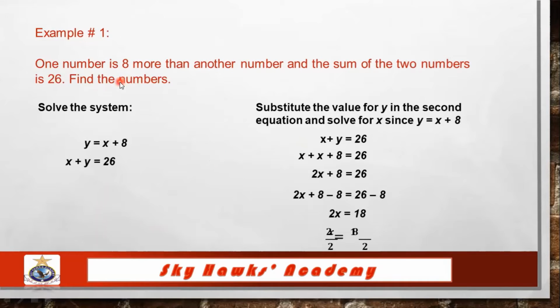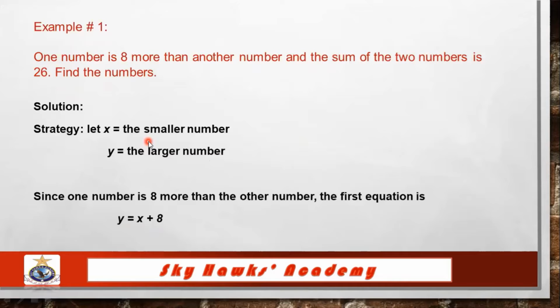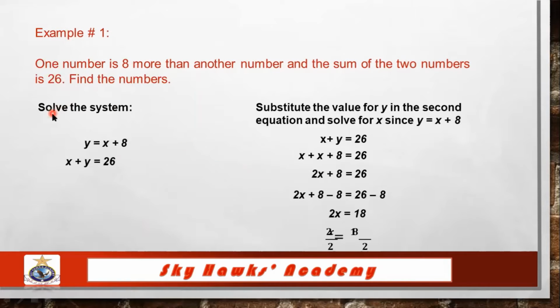One number is 8 more than the other number and the sum of the two numbers is 26. Find the numbers. So we are just one step ahead. What I mean to say is, you can see in this statement, one number is this one and the second number is this much, and now their sum is 26. So solve the system of equations.